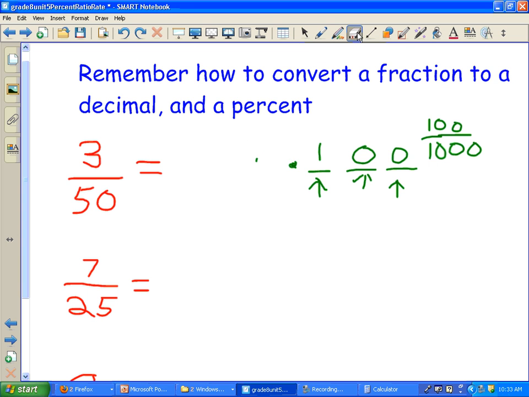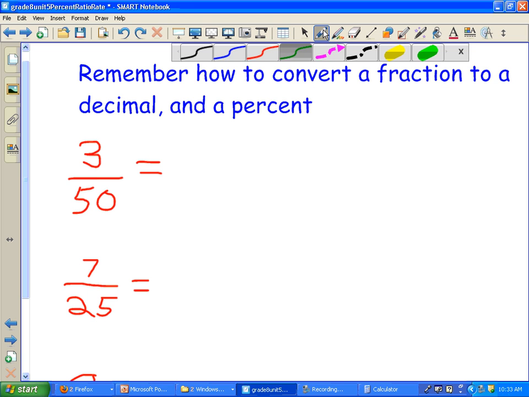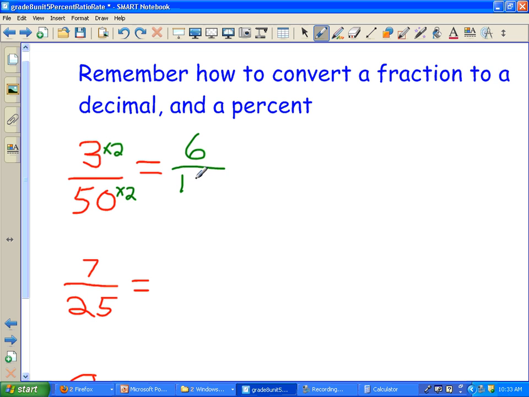So you can do that if you can convert each one of these to something out of 100. If you can't, and you are allowed to use a calculator, then you're just going to have to go 3 divided by 50 or 7 divided by 25 and so on. So let's change this. I can make this become 100 pretty easily by multiplying it by 2, and I'd better do that to the top as well. Now I have 6 out of 100. There, I have my fraction out of 100. So now I can write that as a decimal, 0.06. That will make it 6 in the hundredths place.